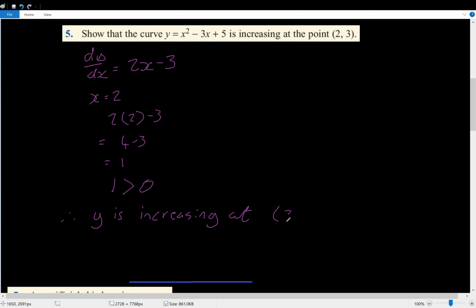At point 2, 3. If the number we got at the end, instead of 1, had been a negative number, then that graph would be decreasing at that point. But we found what we were looking for. We found a positive number, which shows that the graph is increasing at that point.